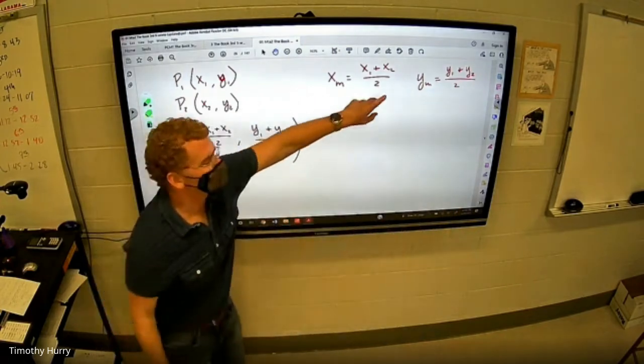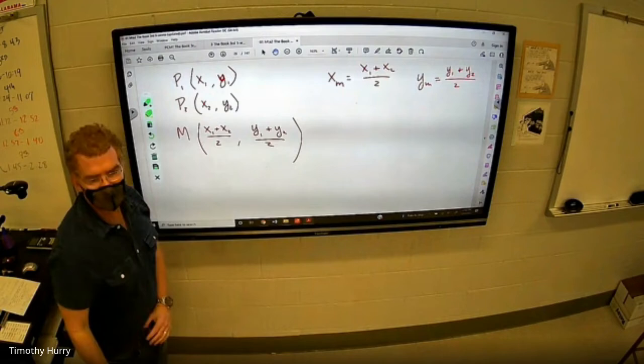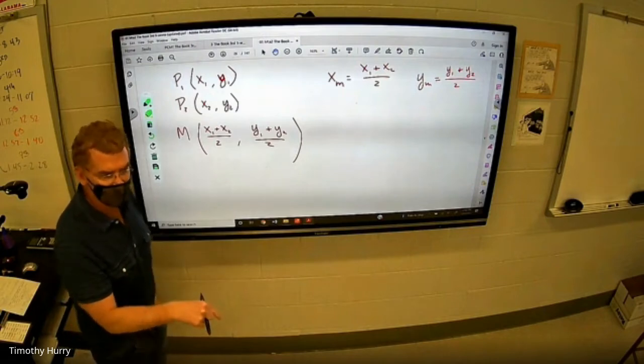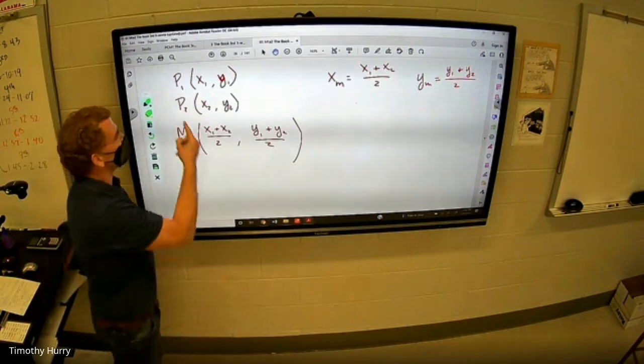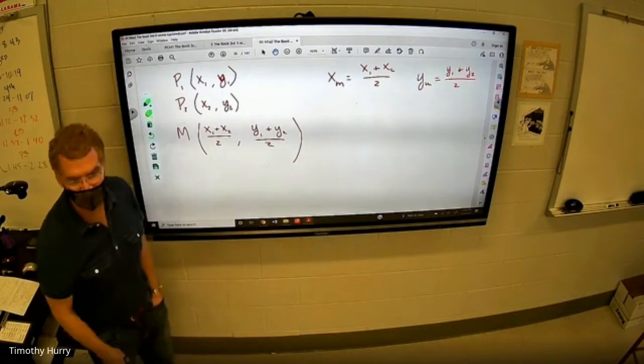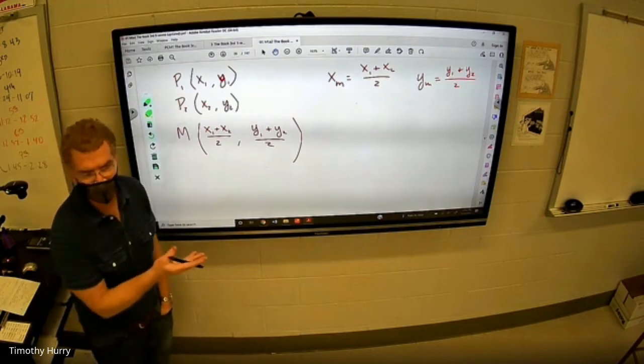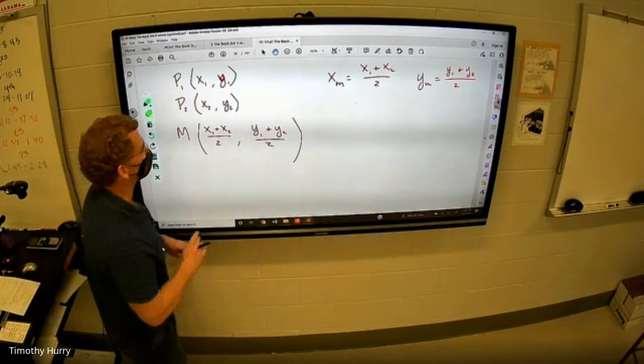Now, why do I like this a little bit better? Because what if you know the midpoint and one point, and I ask you for the other? Then if you have a formula, you can just plug in what you know. So here's what I'm talking about.